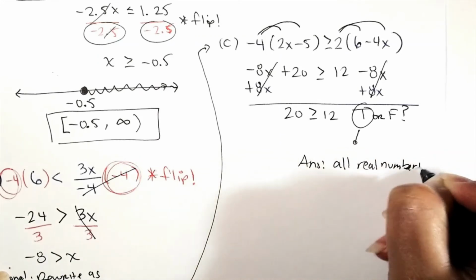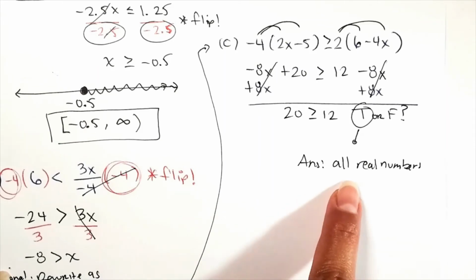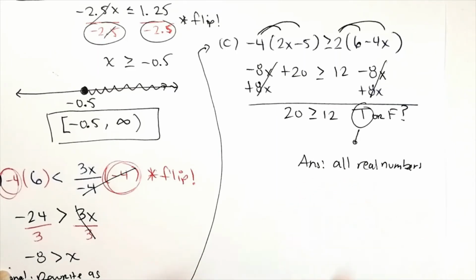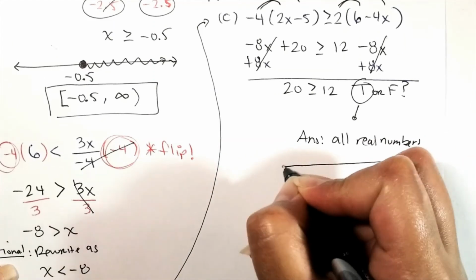Now, what if we had a false statement? Then there's no solution. All real numbers is not in interval notation. If you're like, I know how to write this in interval notation, go for it, but I don't. So we have a line.